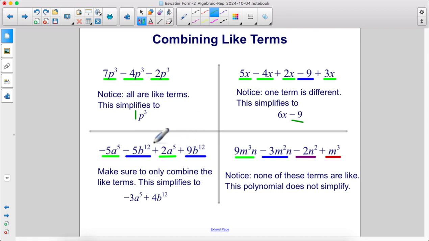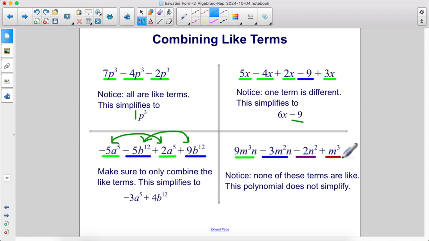Down here, we have two different like terms. We have a cubed, shown in green, and we have b to the 12th. So we can add the green ones together, and we can add the blue ones together. But we can't combine the blue and the green. So negative 5 plus 2 is negative 3. Negative 5 plus 9 is positive 4. So you can see that this is what it simplifies to.